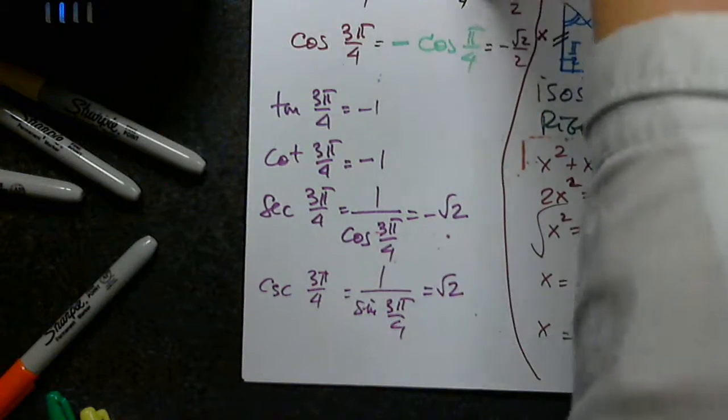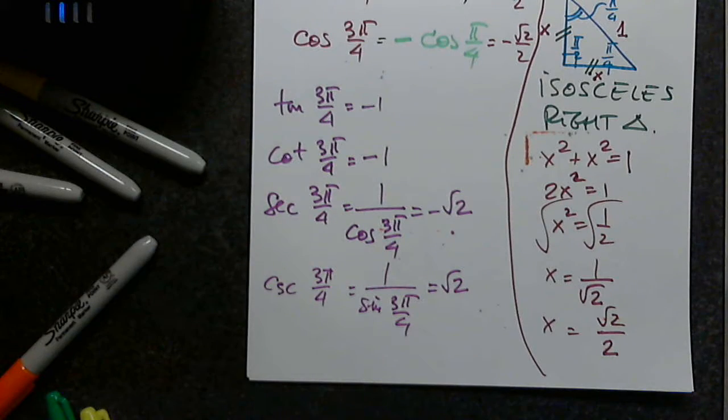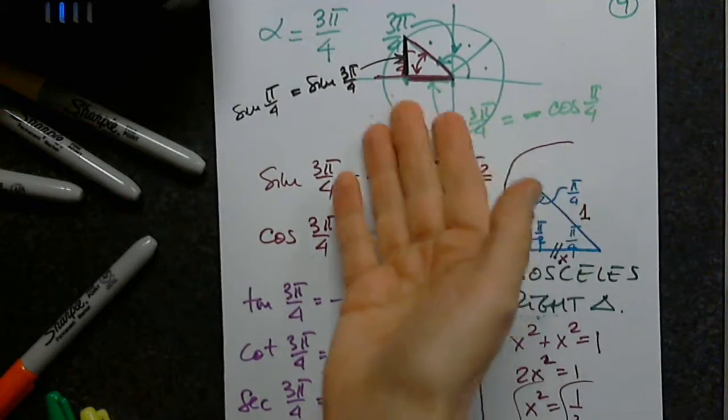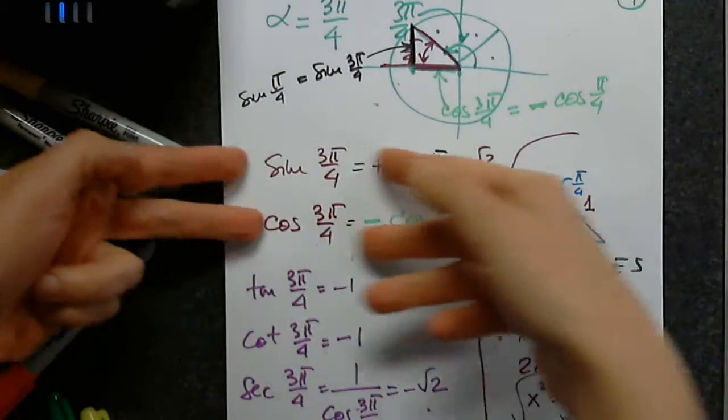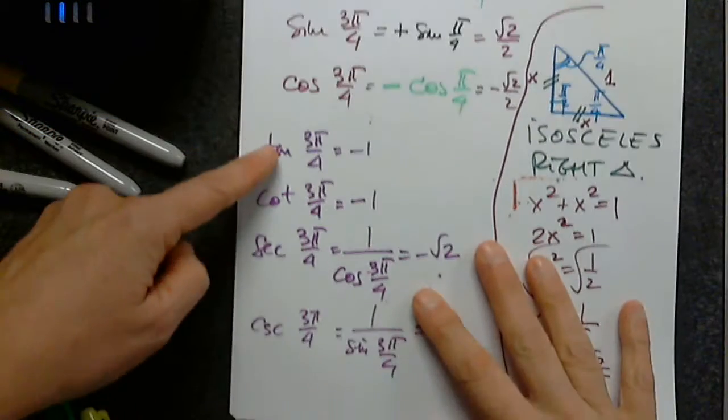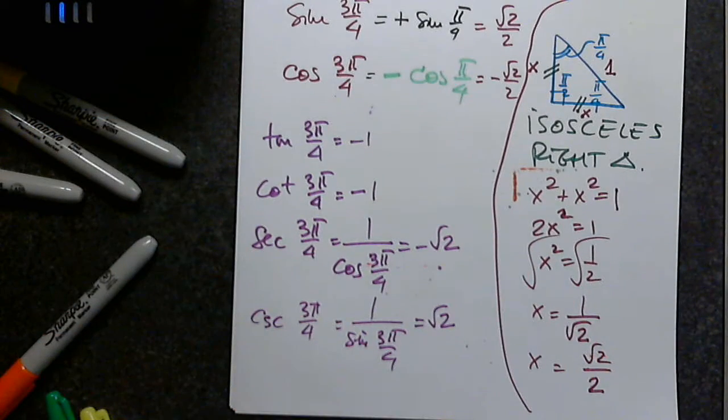That's how I determine, once I have sine and cosine, I have everything else. I don't have to go back to the circle. I don't have to go back to the triangle. Once I determine the basic ones, then the rest will follow, because we have to remember that tangent is sine over cosine, cotangent is 1 over tangent, secant is 1 over cosine, and cosecant is 1 over sine.